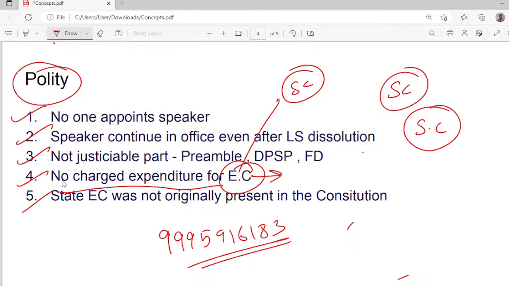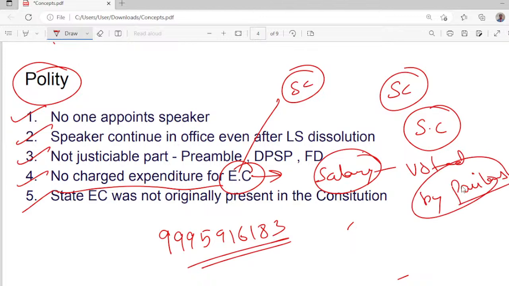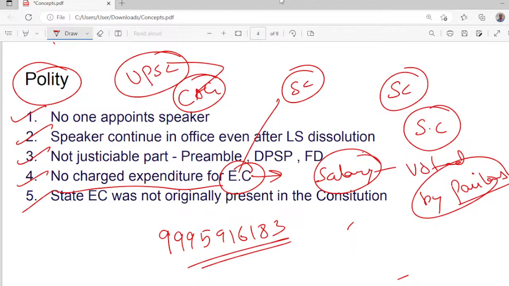That means the salary of the Election Commission is voted by the Parliament. In other cases, for example UPSC or CAG, they get charged upon expenditure. Charged upon expenditure means expenditure which does not require voting of the Parliament. Please write down. If you want me to repeat, I'll repeat any number of times, but if I miss something, please ask me.